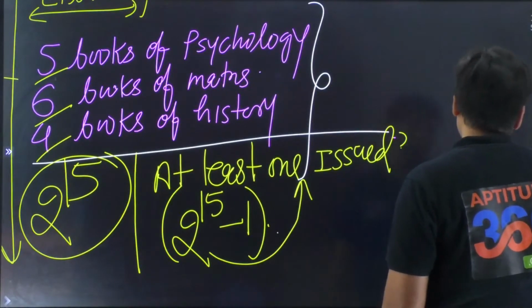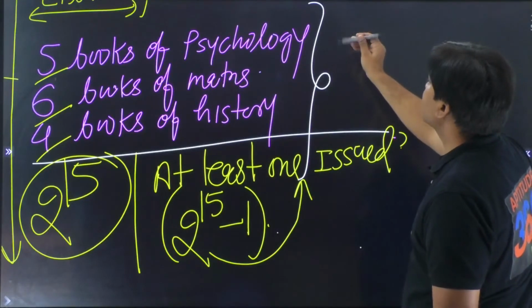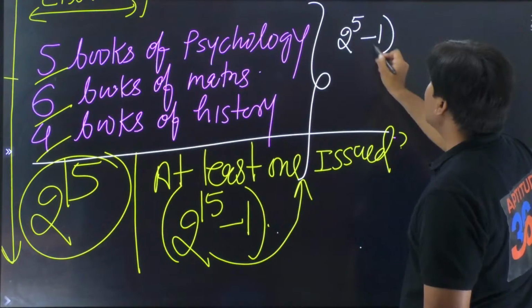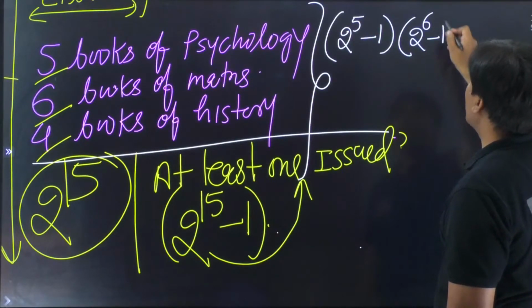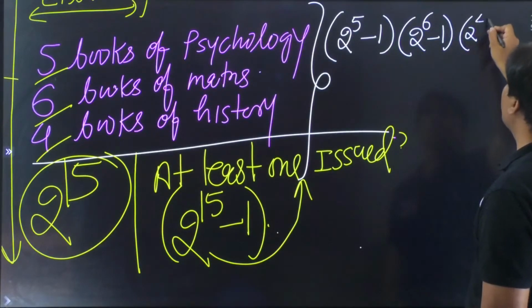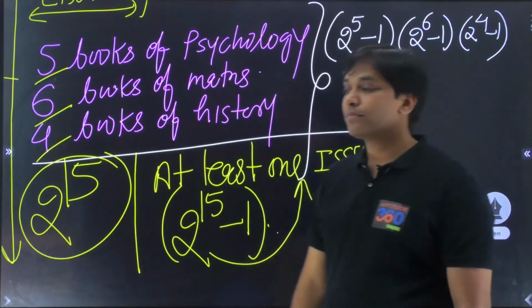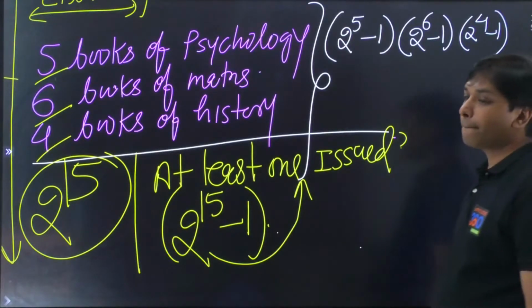Let us see if we can do that. My answer is this. 2 raised to 5 minus 1 into 2 raised to 6 minus 1 and then 2 raised to 4 minus 1. What do you think is the problem, if this will have to be the answer? What is the answer? Anybody?